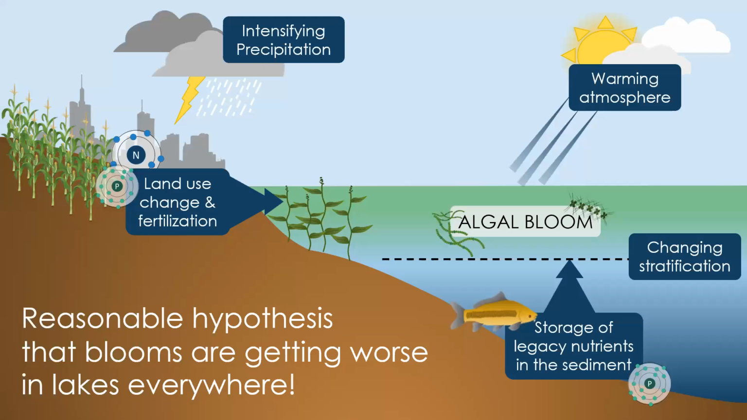Given the broad scale land use change and fertilization, intensifying precipitation moving those nutrients off the landscape into the water, and a warming atmosphere because of climate change, which is influencing things like stratification and the dynamics of how legacy nutrients are released or available for supporting algal blooms, all of these changes together mean it's a reasonable hypothesis that blooms are getting worse, and that they would be getting worse in lakes pretty much widespread or everywhere.